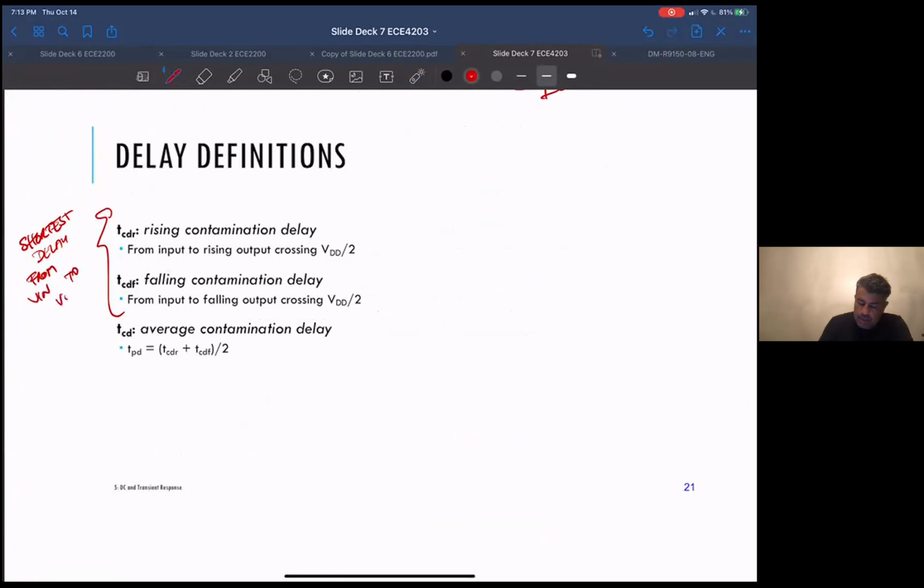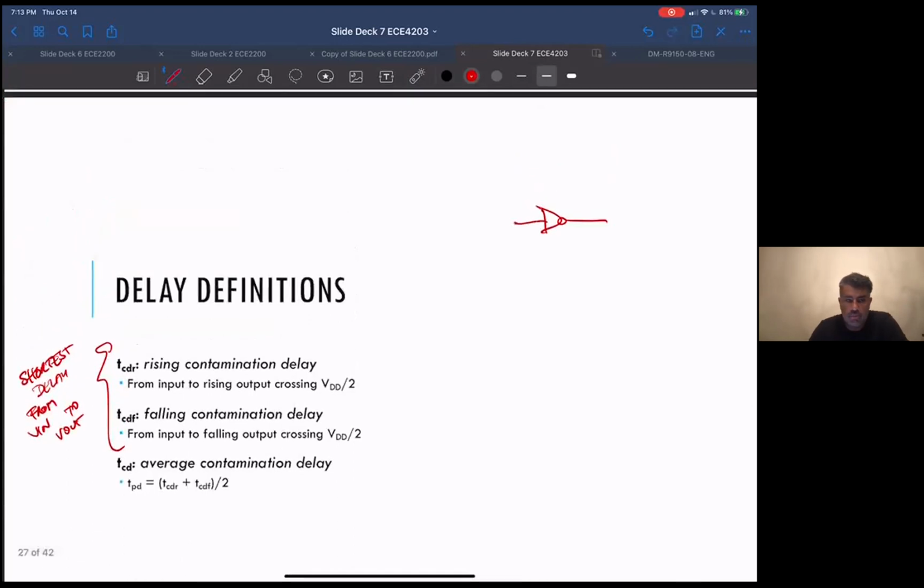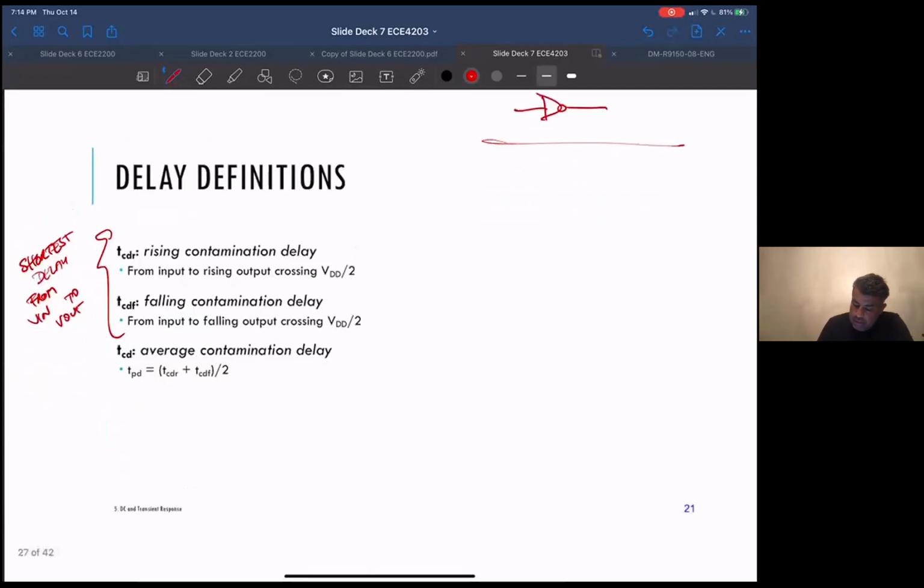So again, in a case like an inverter, it doesn't quite make sense that you would have two values, because it's just the delay, right? You get a delay from input to output, and there's no shortest or longest. But think of the case of a NAND gate, for example.